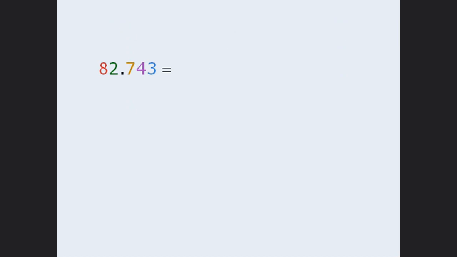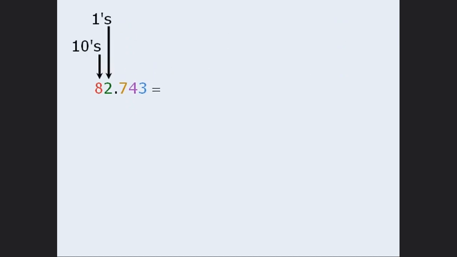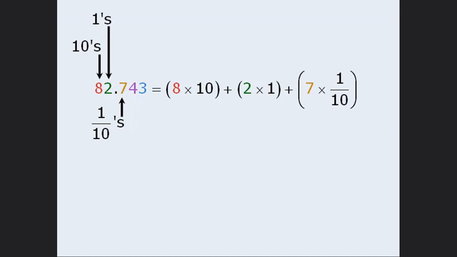Decimal notation is just an extension of this. So here the 8 and 2 represent 8 tens and 2 ones. Continuing in a similar manner, the digits to the right of the decimal represent fractional powers of 10. So the first digit to the right of the decimal represents tenths, so the 7 in this position tells us our number consists of 7 tenths.